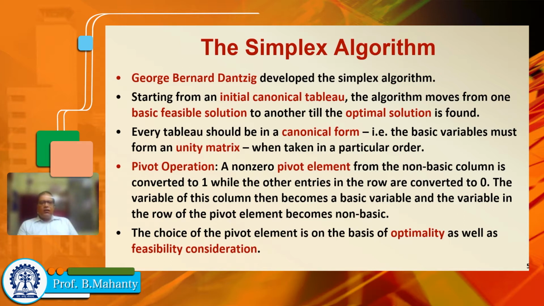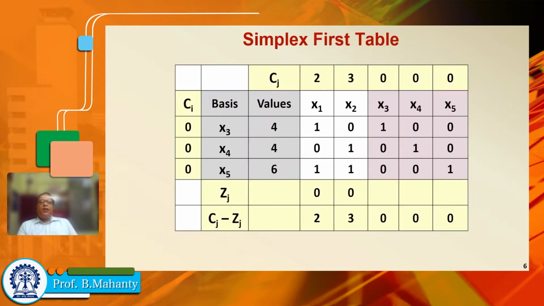Not in the row, in the column. The variable of this column then becomes a basic variable, and the variable in the row of the pivot element becomes a non-basic. The choice of the pivot element is on the basis of optimality as well as feasibility consideration. So this is our simplex first table. Let us look at the simplex first table carefully.